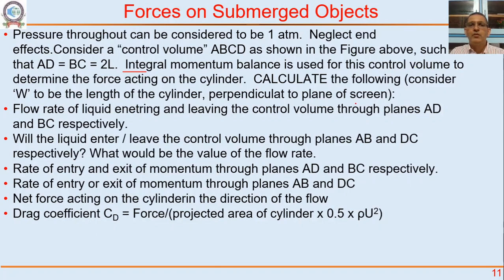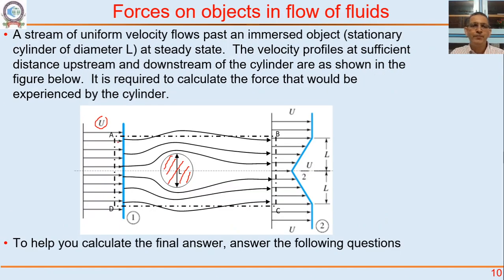Now, to get you to the last point, calculate the following things. Let's say W is the length of the cylinder perpendicular to the plane of the screen. First, calculate the flow rate of the fluid entering and leaving the control volume through planes AD and BC. This is plane AD and this is plane BC. What is the flow rate entering through AD? What is the flow rate leaving through BC?